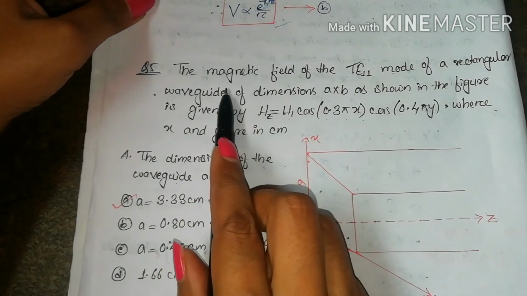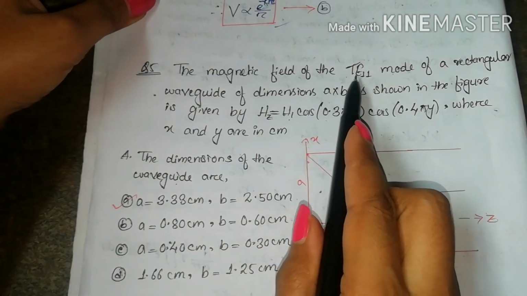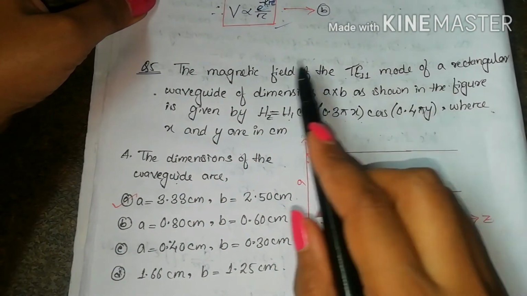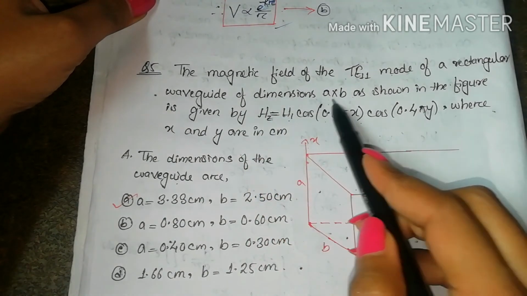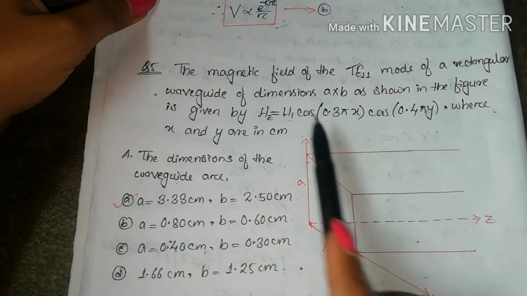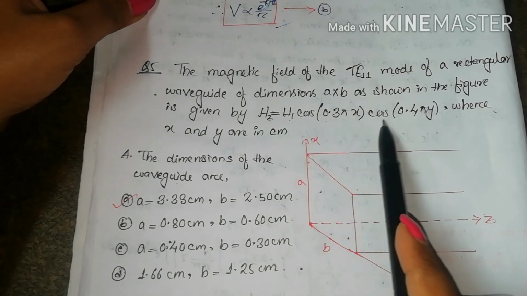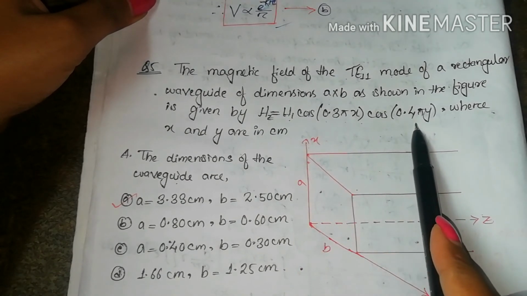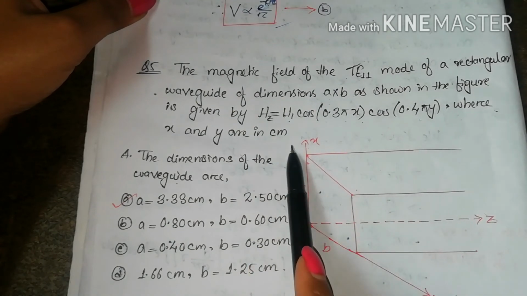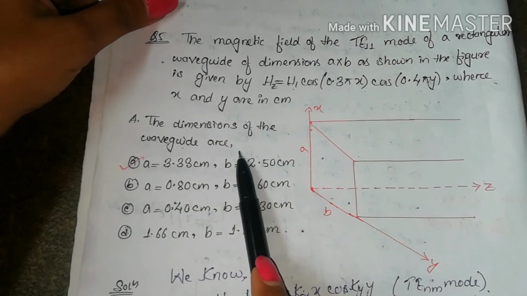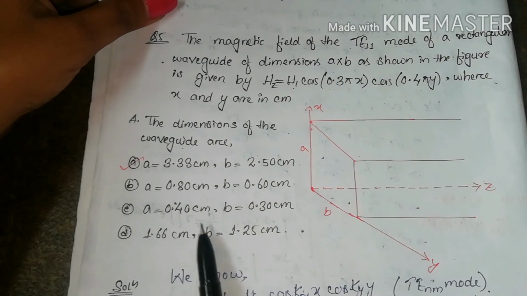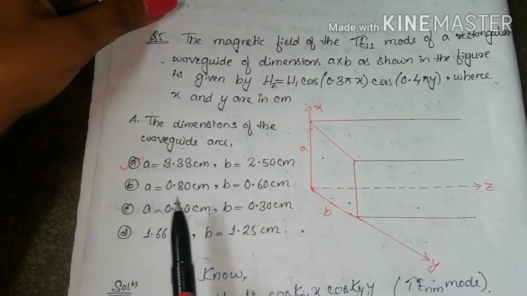The next question is: the magnetic field of the TE11 mode of a rectangular waveguide of dimension a cross b, as shown in this figure, is given by Hz = H1 cos(0.3 pi x) cos(0.4 pi y), where x and y are in centimeters. So we have to find the dimension of the waveguide. These are the four options. We have to find a and b.